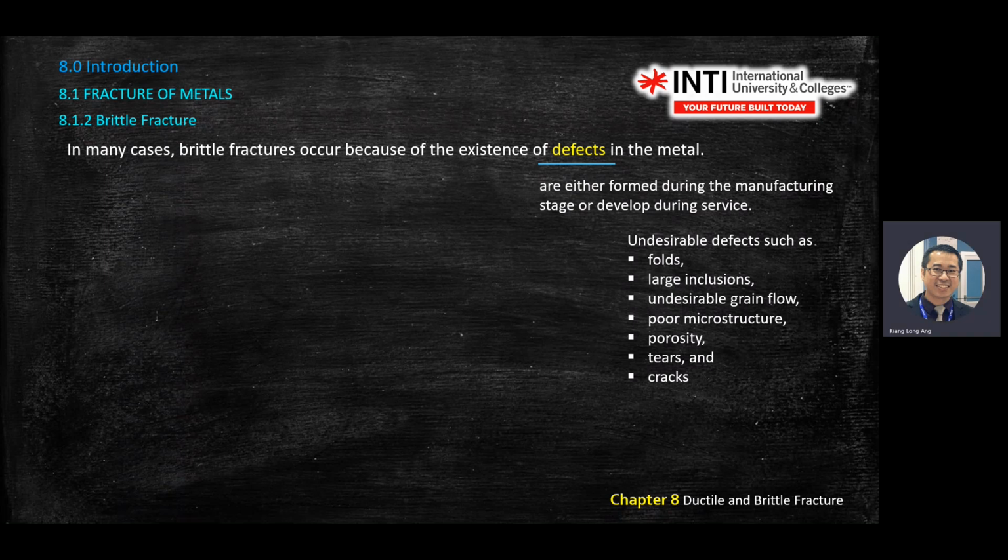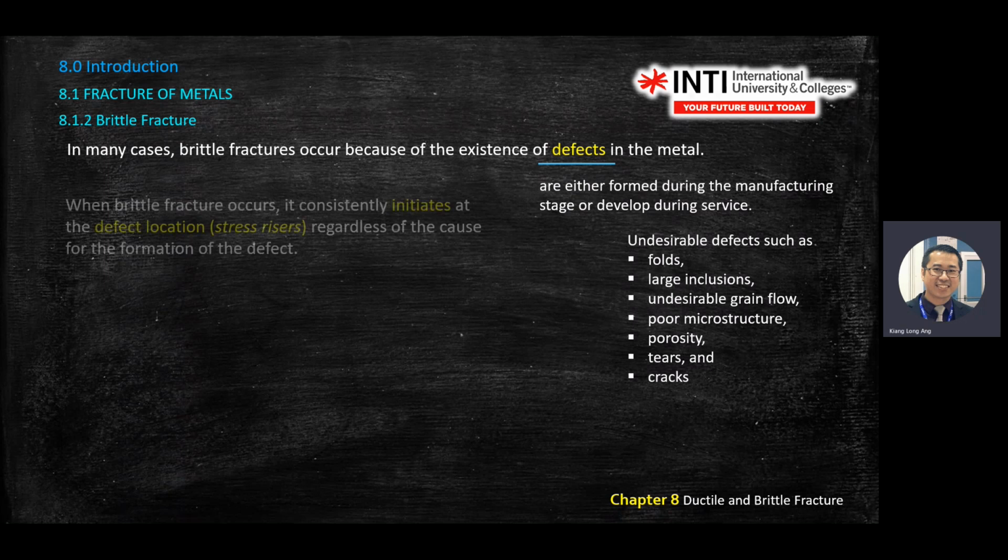It is when you have a defect or imperfection in the metal, and all these defects that we don't want, all these undesirable defects. What are the undesirable defects? It is all these. We have a crack, we have porosity. Porosity means you have a hole. We have indivisible grain flow, poor microstructure, and so on.